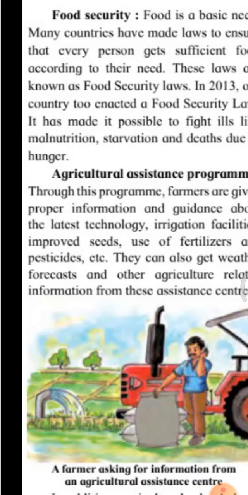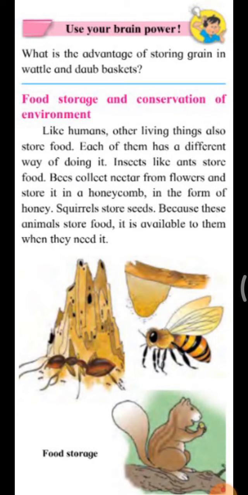Children, next we'll see about food storage and conservation of environment. Like humans, other living things also store food, and each of them has a different way of doing it. For example, bees collect the nectar from flowers and store it in what, children? Yes, they store it in honeycomb, in the form of honey. Even insects like ants also store the food. Squirrels store seeds. Because these animals store food, it is available to them when they need it.